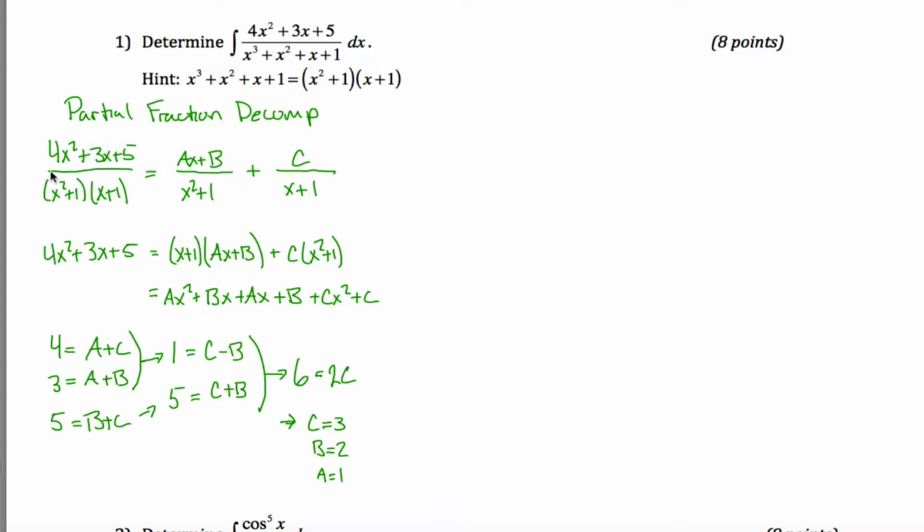It allows me to say that the thing I'm trying to take the integral of is really the same as this thing right here, which presumably will be easier to take the integral of, except with a playing the role of a1, b as a2, c as a3. So from here, I can say this is equal to the integral of, instead of ax plus b, 1x plus 2 divided by x squared plus 1, plus, and then instead of c, I'll write 3 over x plus 1 dx.